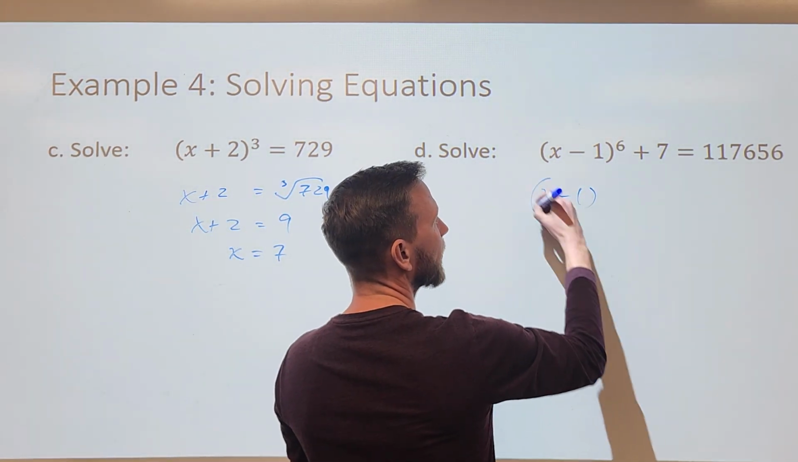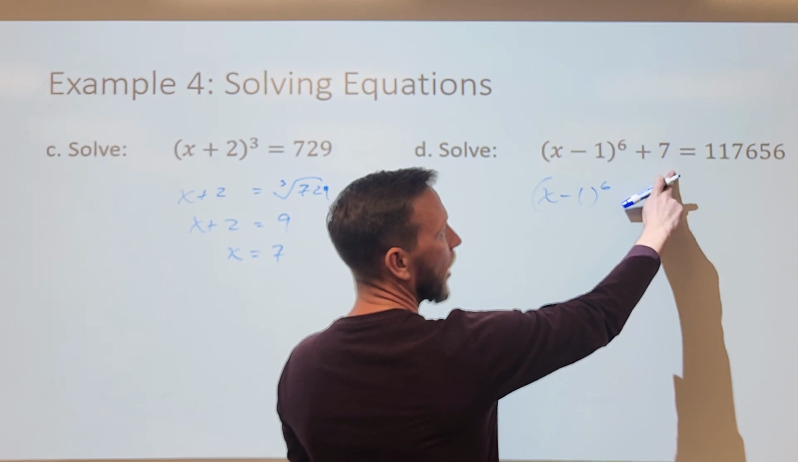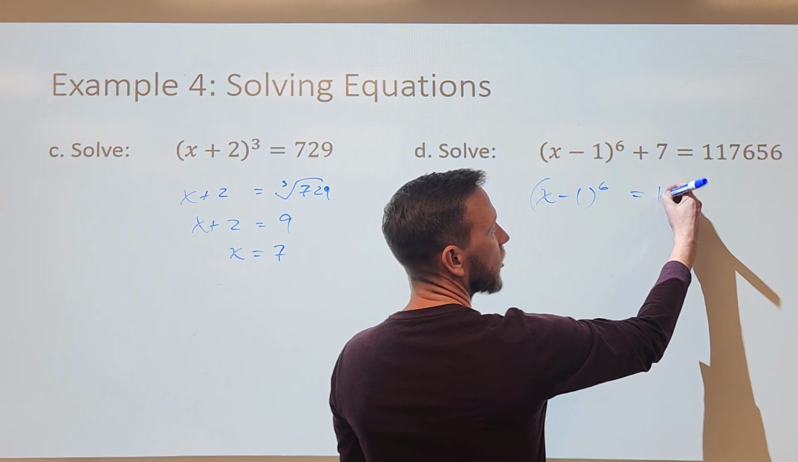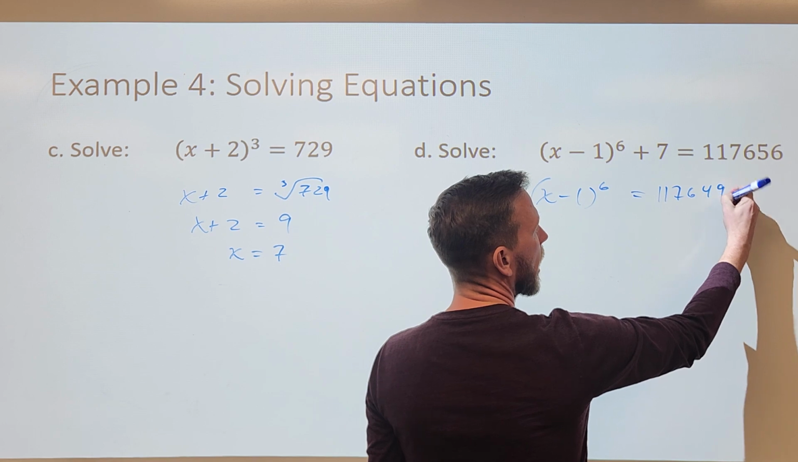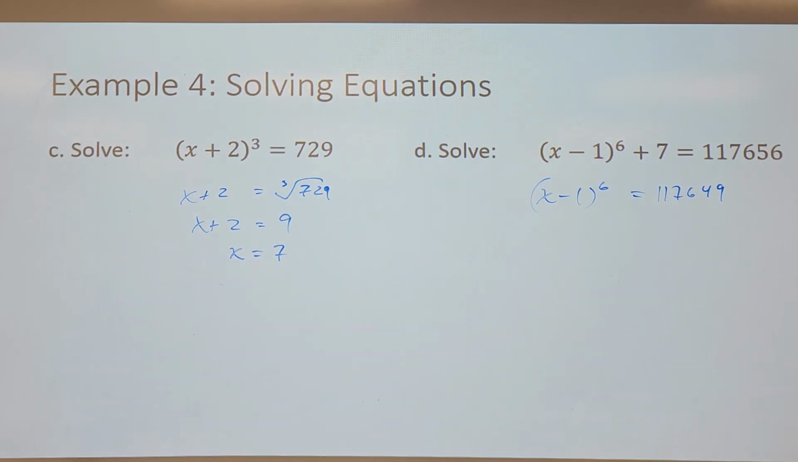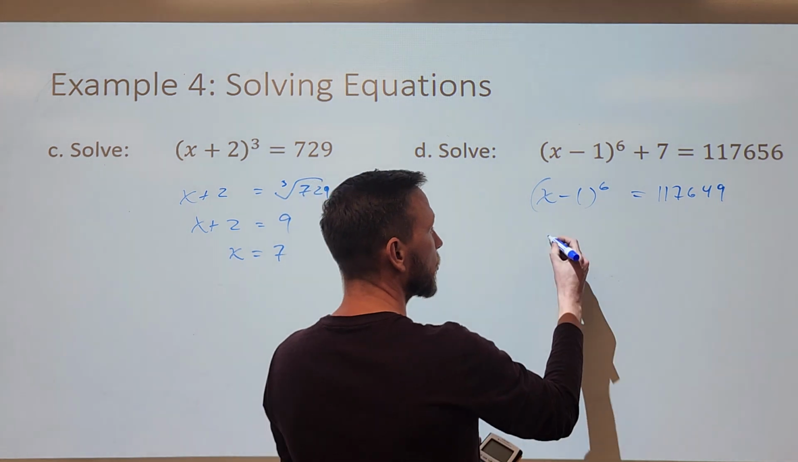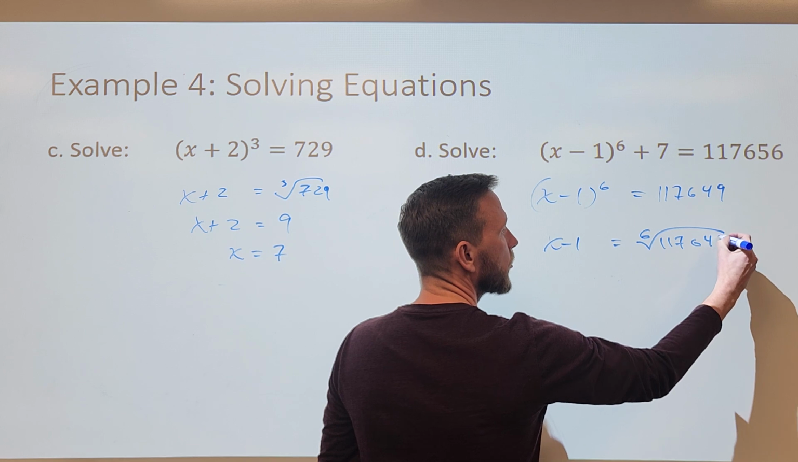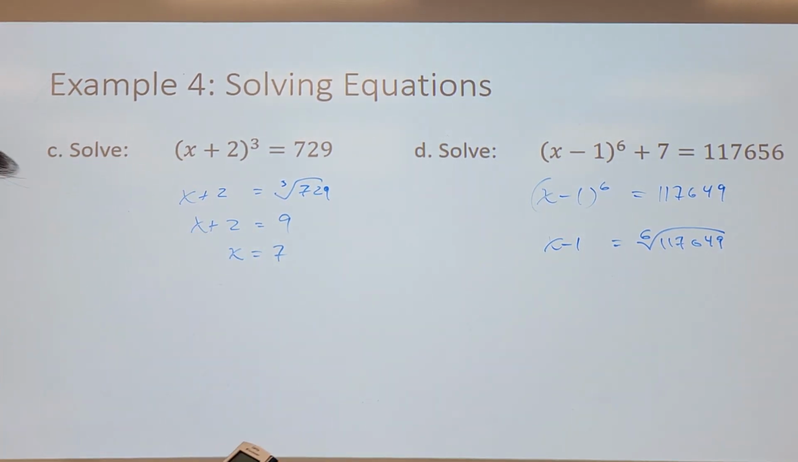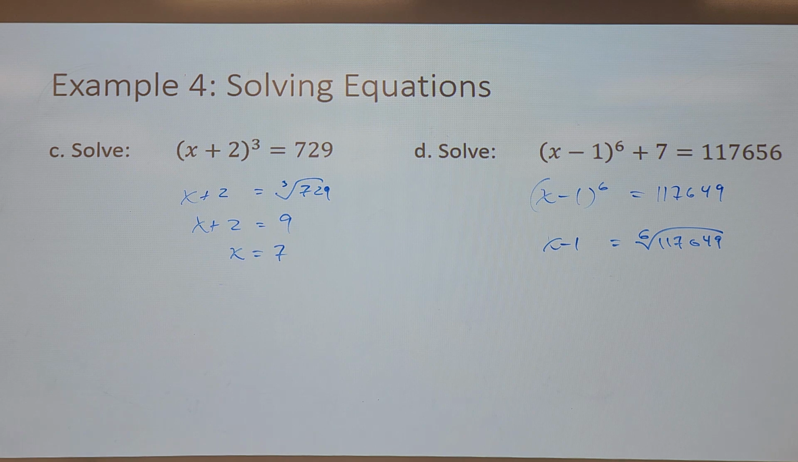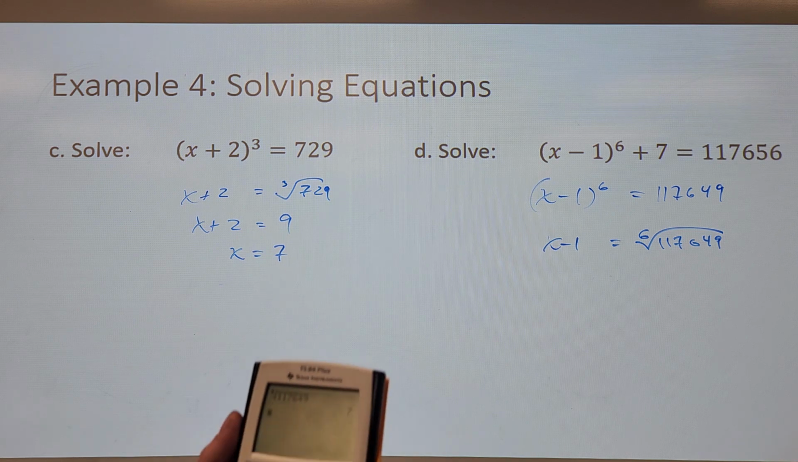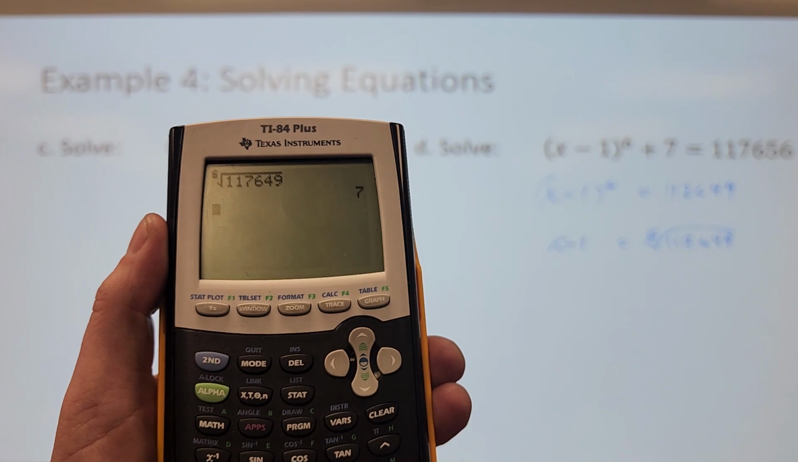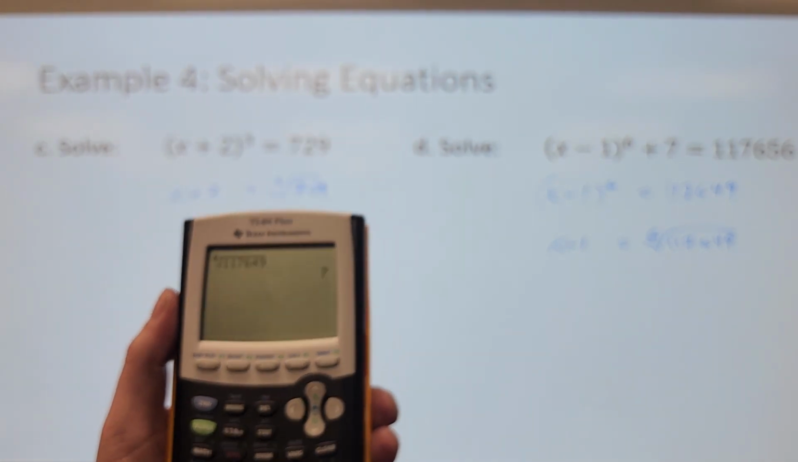So here we've got 7 being added on the outside, so we're going to have to subtract 7 from both sides. 117,649. Ugh. So let's see if we can take the 6th root of that long, crazy number. Now, this is not something that you need to know in your brain, but you need to know how to do it in your calculator. So we are going to do the 6th root of 117,649, and I get, using my calculator, 7. All right, hopefully you know how to type that onto your calculator.